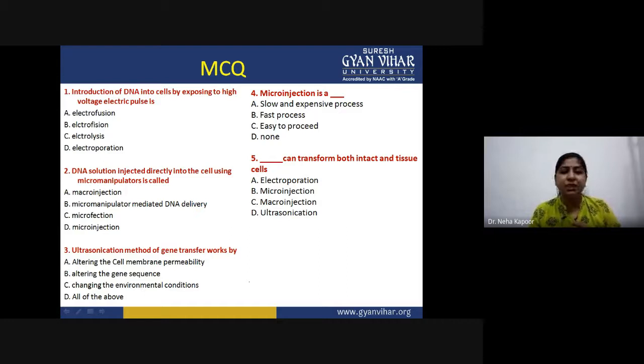These are a few MCQs pertaining to this lecture: how you can introduce DNA by exposing the cells to a high electric pulse, how you can inject the DNA solution directly inside the nucleus so as to ensure 100% efficiency, how you can use the ultrasonication method of gene transfer, what a microinjection process is, how you can transfer DNA into intact tissue cell types, which technique you can use for transforming animal cells, whether plant cell protoplasts can be used or not. Do you need any kind of supporting materials or chemicals to trigger the process of transformation?